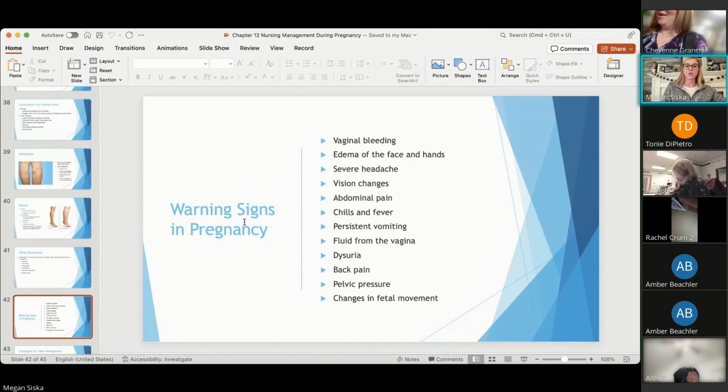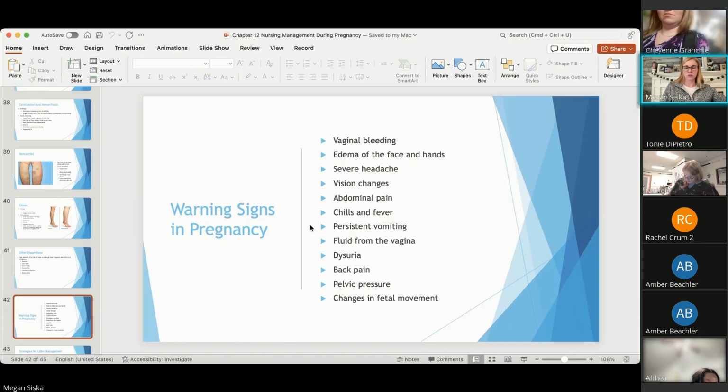Okay, some warning signs. So we need to make sure we're telling our patients to call and let us know if they're having vaginal bleeding, swelling in their face or hands, severe headaches, vision changes, abdominal pain, chills, fever, persistent vomiting, fluid from the vagina, dysuria, back pain, pelvic pain, and changes in fetal movement.